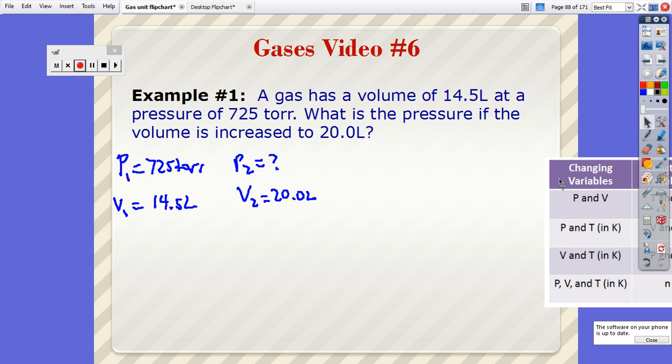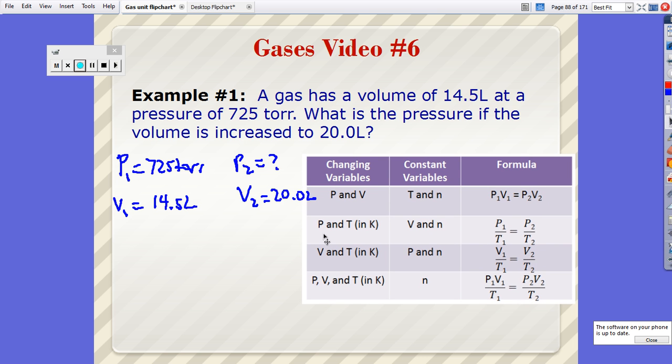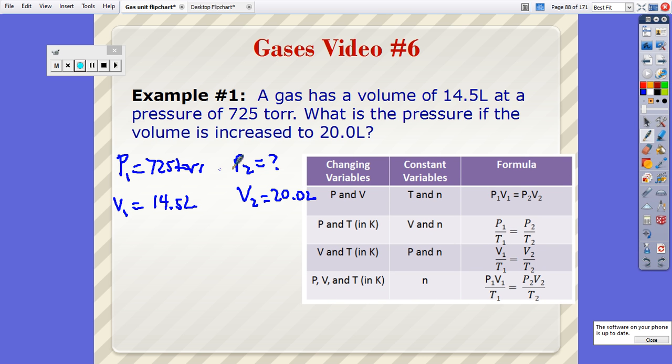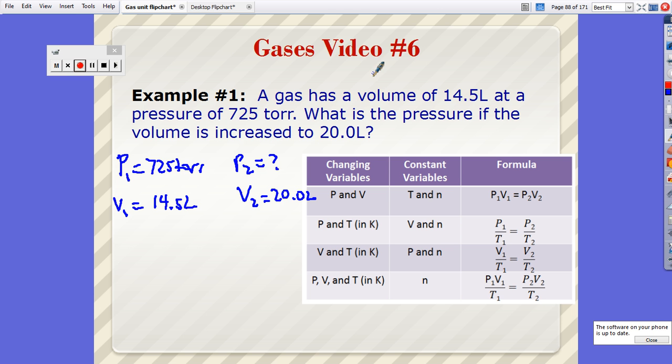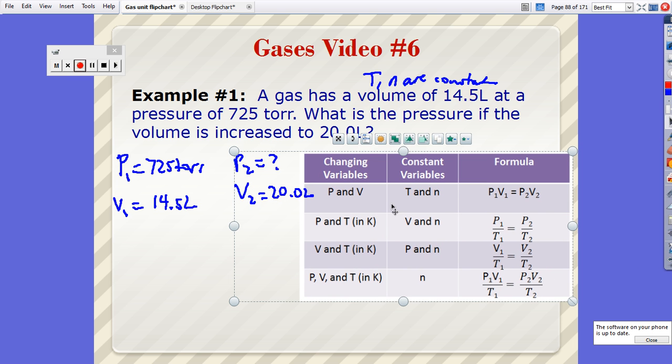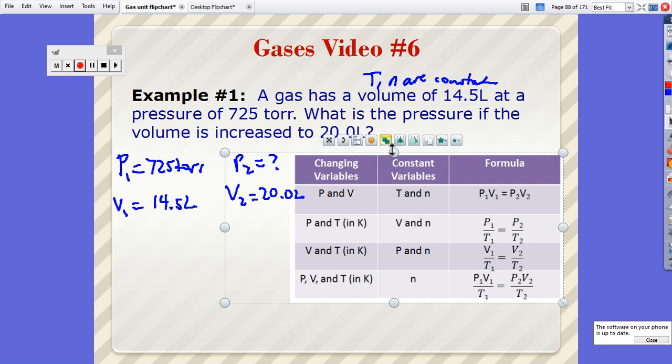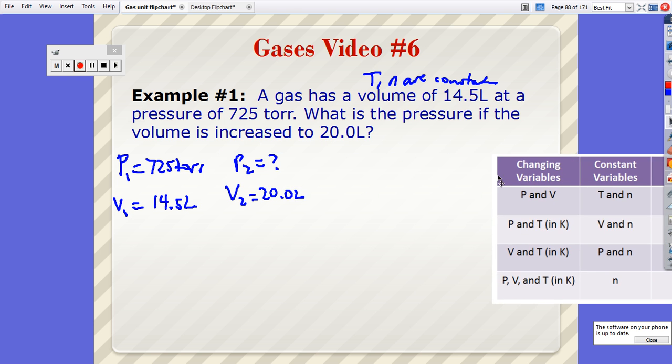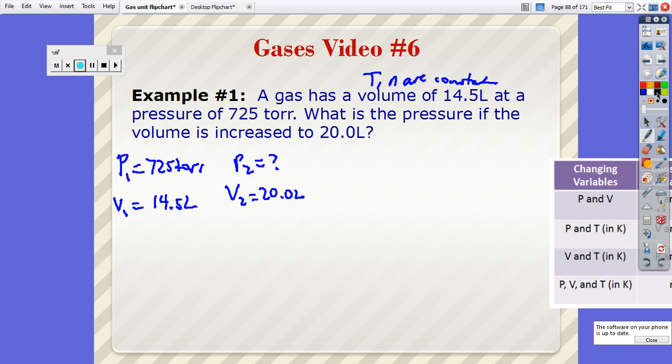Now you want to take a look and see which formula is the correct one in this case. Since we have pressure and volume changing, and we can assume that T and N are constant, then we're going to use P1 V1 equals P2 V2, that's Boyle's law. Let's go ahead and put down the formula we're going to use.